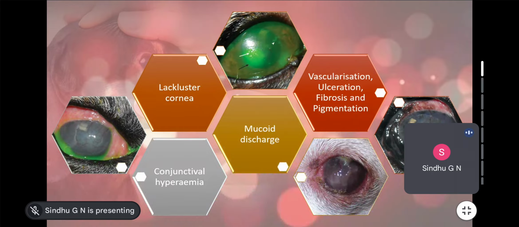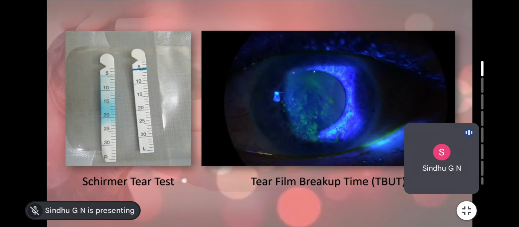So most common signs are irritation and subsequent conjunctival hyperemia, lackluster cornea, mucoid discharge, and later on pigmentation, fibrosis, ulceration, vascularization and all happens. How to diagnose? Everyone knows Schirmer tear test, which is a technique to assess the quantitative tear film defect. Ideally, it should be minimum 20 over 1 minute.